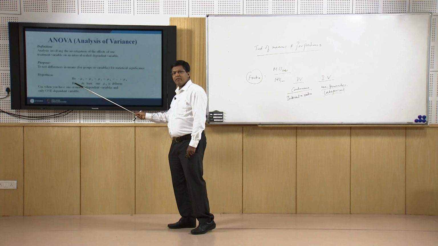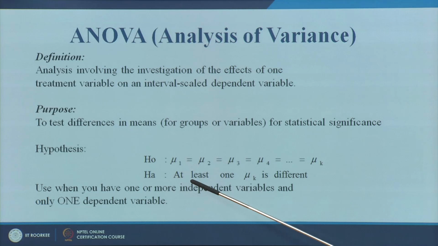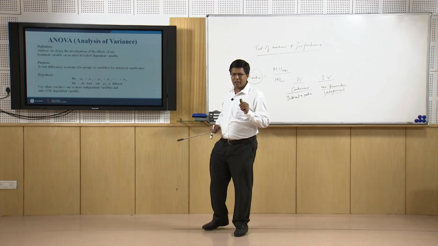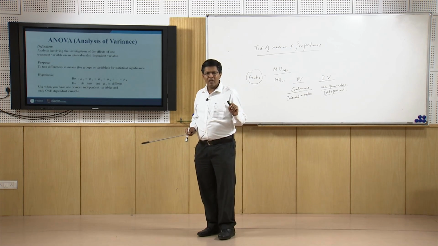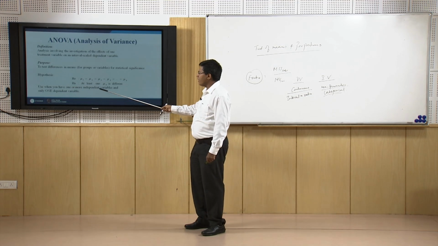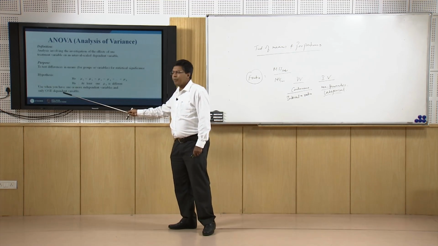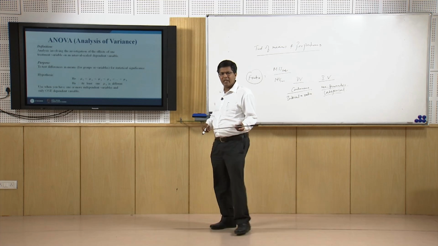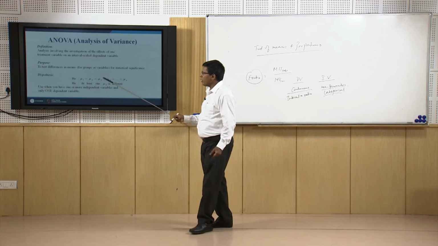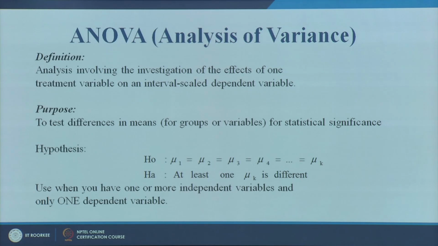Now, what is my alternative then? The alternative says that there is at least one mu which is different. Whichever it is, we do not know at the moment, but at least one is different. That means I cannot claim that my hypothesis that there is no difference between the means is correct. So, it is used when you have one or more independent variables and only one dependent variable. The ANOVA we are talking about right now is a one way ANOVA.